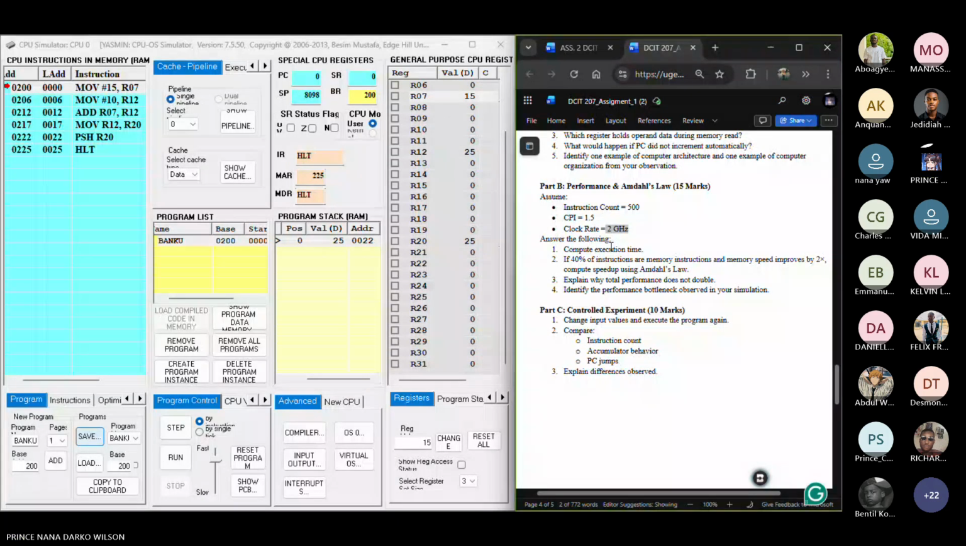The question says you are supposed to compute execution time. Execution time is equal to CPI times instruction count divided by clock rate, in full if you want. So that is your compute execution time. Next one says, if, please, am I making myself clear with that one? Okay, bear with me, we have to move fast. But if you have questions, still ask anyway. It still helps in the long run.